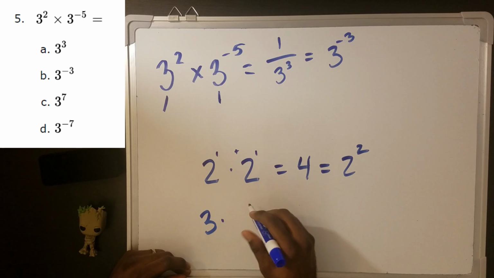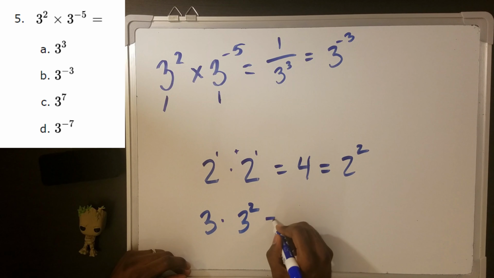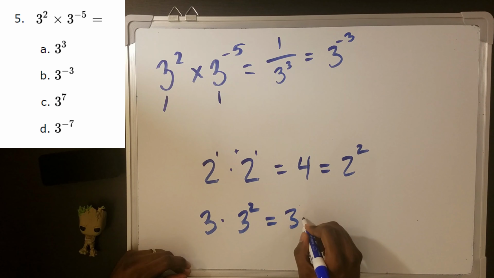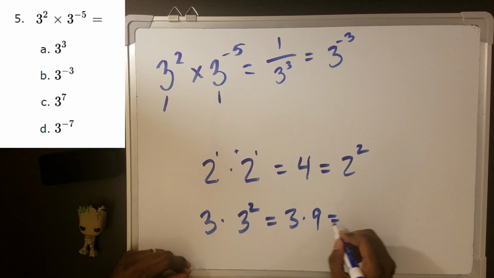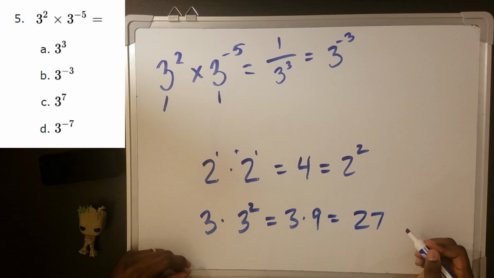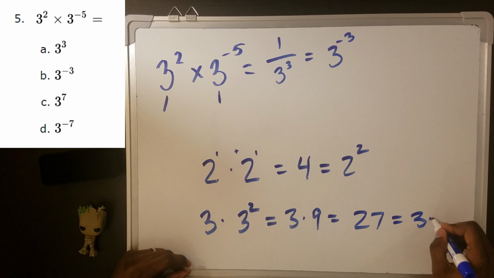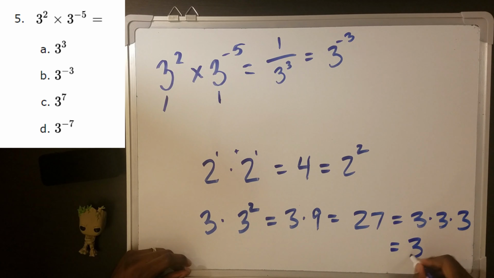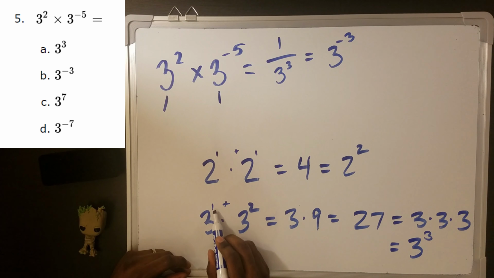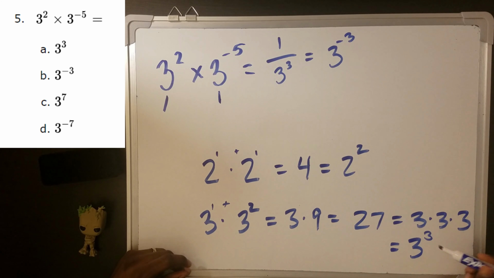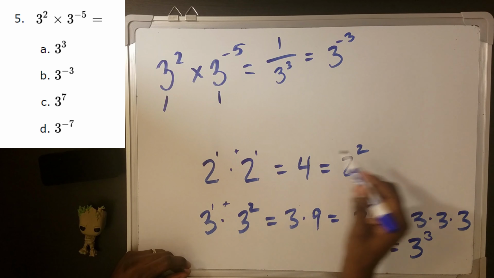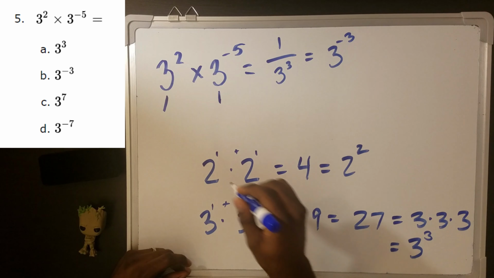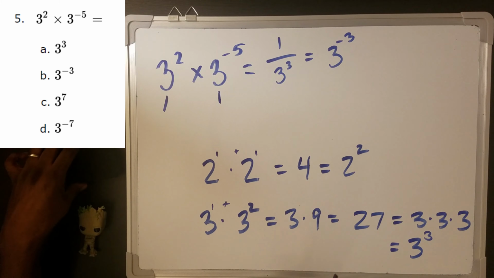3 times 3 squared, right? And you know that 3 times 3 squared is 3 times 9, which is 27, right? But you also know that that equals 3 times 3 times 3, which equals 3 cubed. Once again, you're adding the exponents. 1 plus 2 gives you that 3 there. 1 plus 1 gives you the 2 there. So when you're multiplying like bases, you add their exponents.